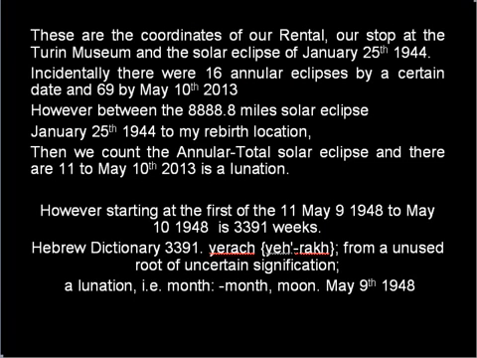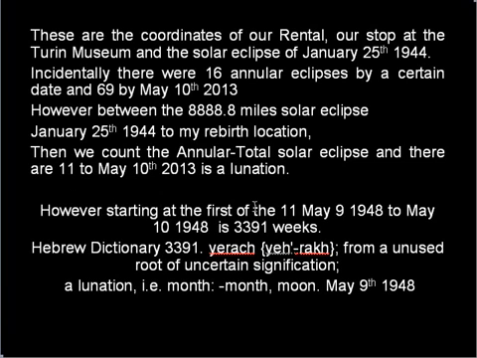Okay, so what we're dealing with is this. These are the coordinates of the house we've rented, our stop at the Turin Museum and the solar eclipse of January 25th, 1944. Now, incidentally, there are 16 annual eclipses by a certain date and 69 by May the 10th, 2013. In other words, these are two significant dates. However, between the 8888.8 mile solar eclipse, January 25th, 1944, to my rebirth location, we count the annular and total solar eclipses, and there are 11 to May 10th, 2013, which is a lunation.